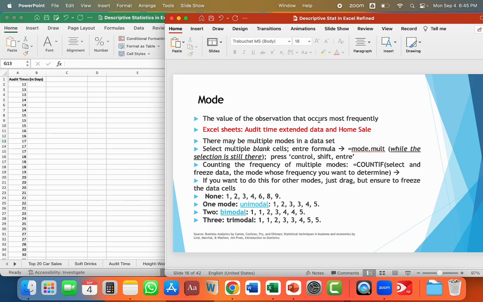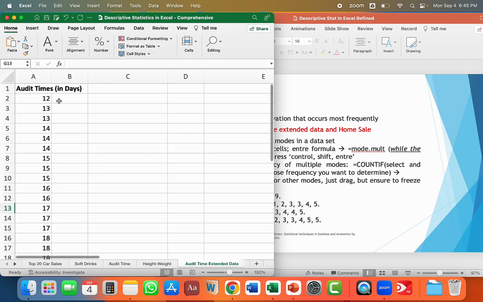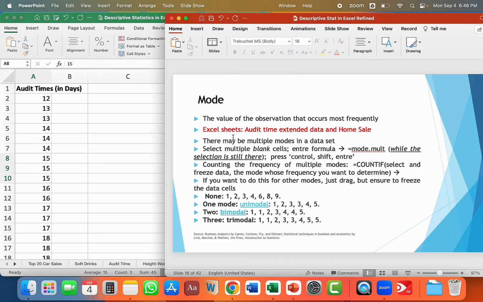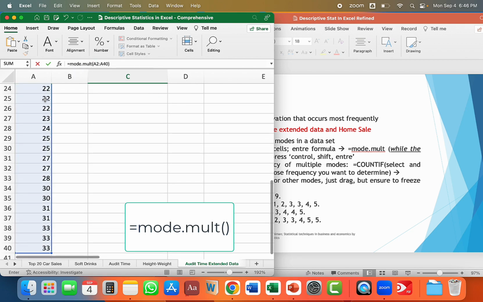Mode is the value of observations that occur most frequently. So for instance, if we have this data, in this data you can see there are some values that occur more than once. For instance, 13 appears 2 times, 14 appears 3 times, 15 appears 3 times, and like that. We use mode because we want to see which values occur most frequently in our data. And for this purpose we use this command, MODE.MULT, M-U-L-T, and then select this whole data.